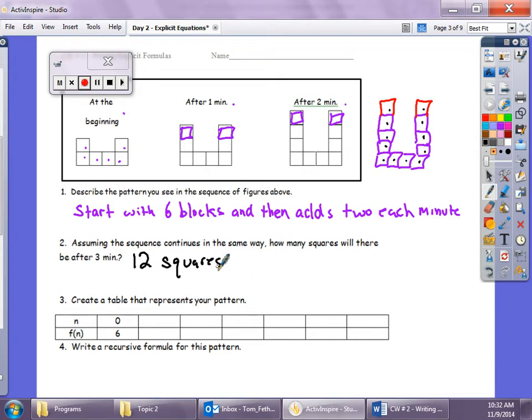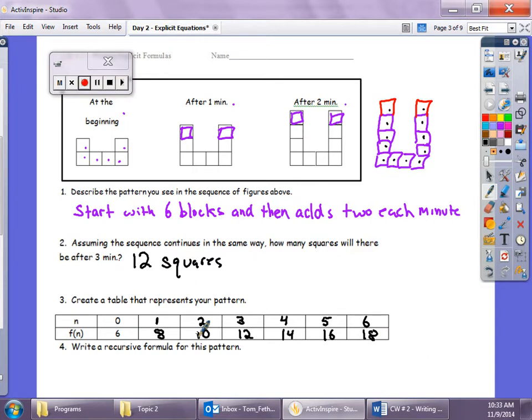To complete our table, after 1 minute, there were 8. After 2 minutes, there were 10. After 3 minutes, there were 12. After 4 minutes, there were 14. 5 minutes, 16. 6 minutes, 18. So what we're doing is adding 2 each time. So the minute increases by 1. Here's our minutes, which is n, increasing by 1. f of n is the squares, and that's increasing by 2.